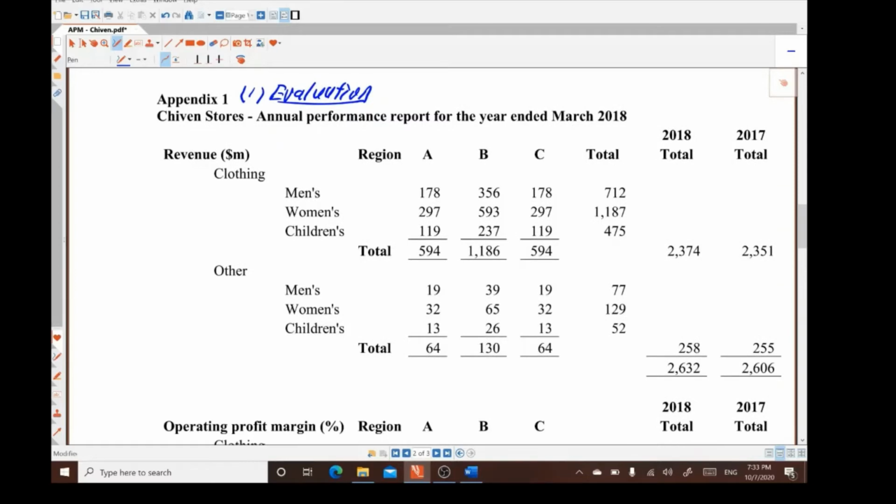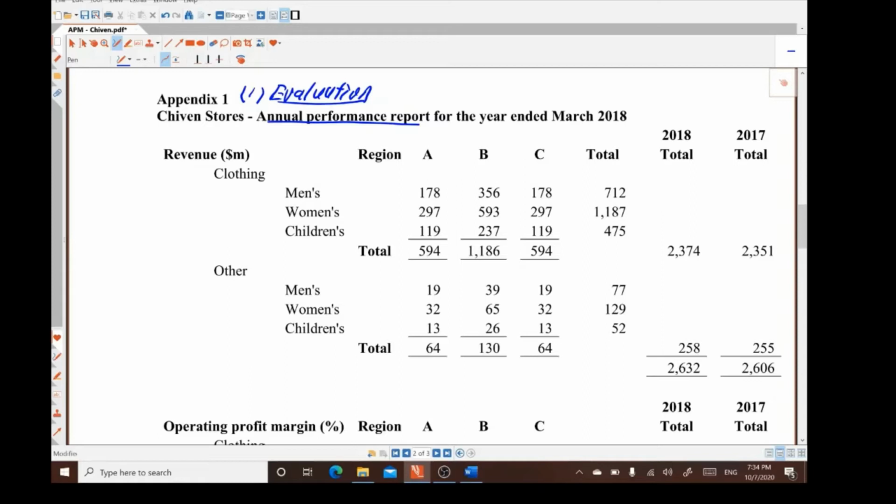And let's have a look. For the Shivan stores, we're looking at the annual performance report for the year ended March 2018, as what you get to see. So, let's have a look at this report area. First of all, we have revenue, which is clothing and others, for 3 different categories. Region-wise, that's for A, B, and C, with a column for the total. This is mainly for the comparison between year 2017 and year 2018.